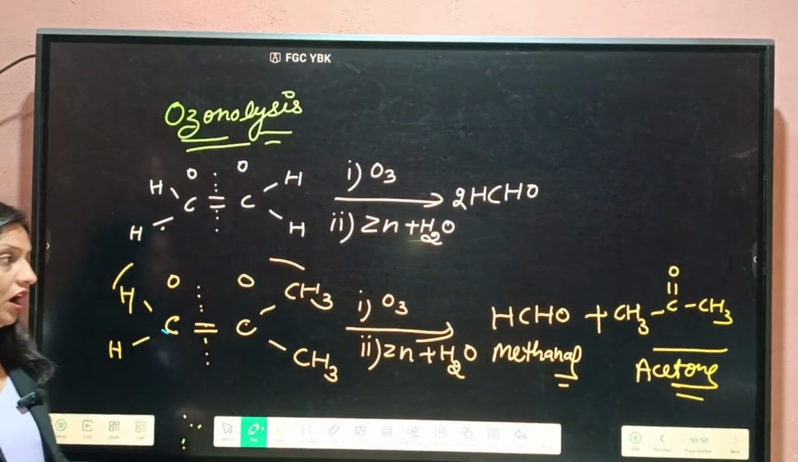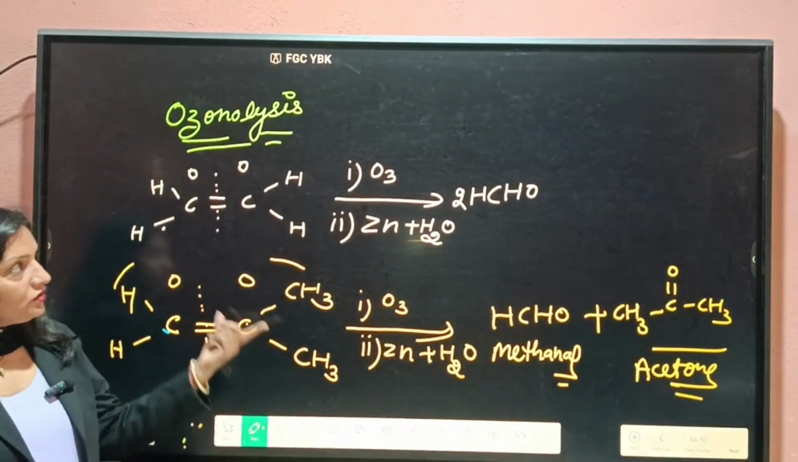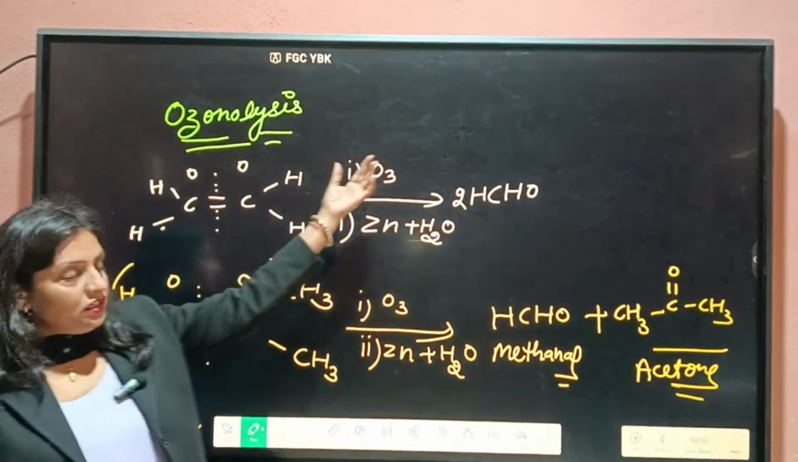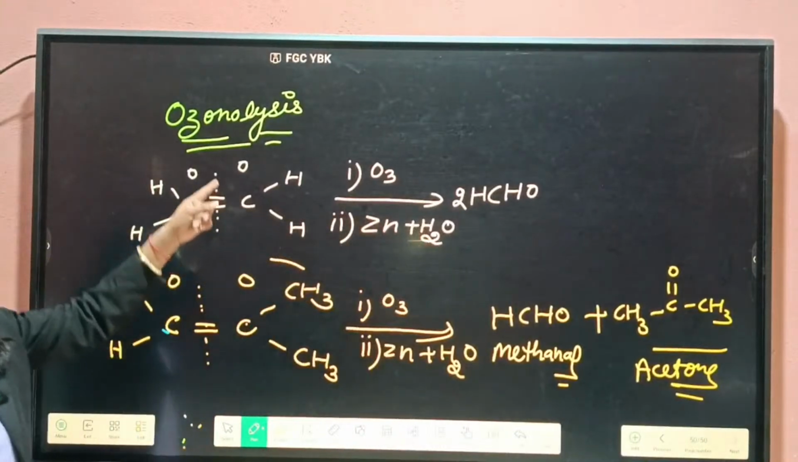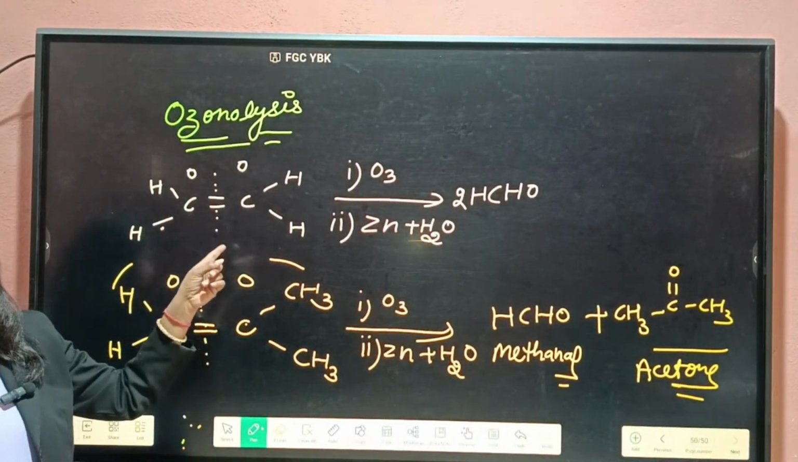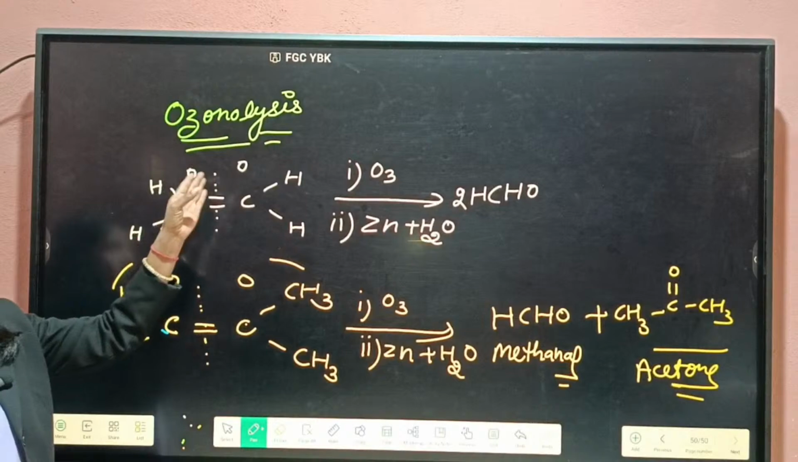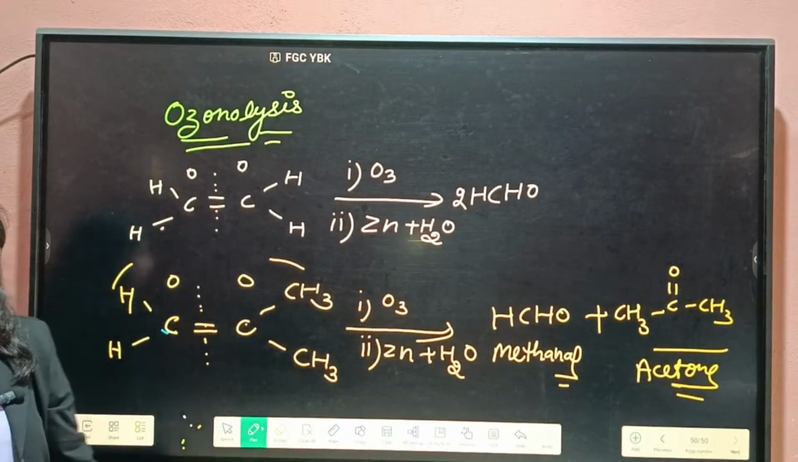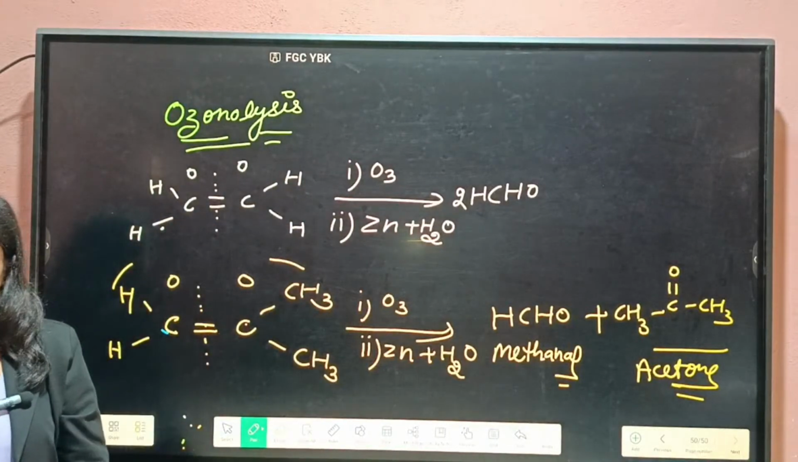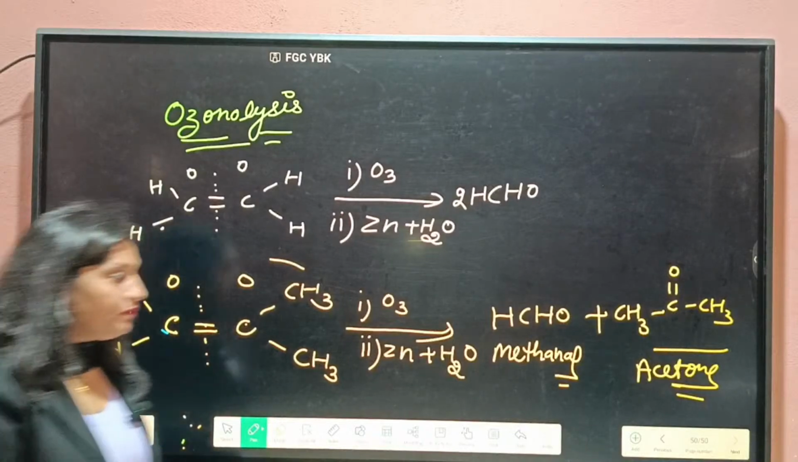First of all, how to write the reaction? It is very easy. If these conditions are given, simply you will break the double bond only. Give one oxygen to this one and one oxygen to this one. Simply you can write the product. How does it happen? Now see.